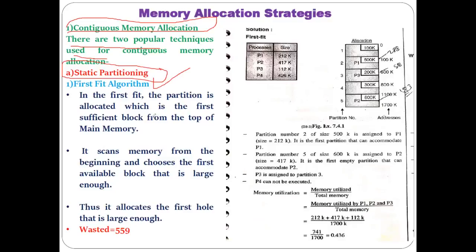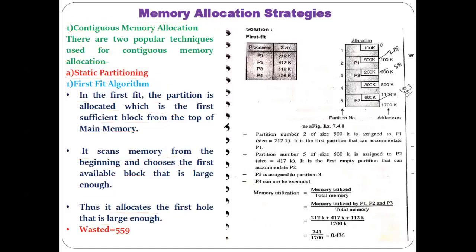In the case of the first fit partition algorithm, you can see here, in first fit, the partition allocated is the first sufficient block from the top of the main memory. It scans the memory from the beginning and chooses the first available block that is large enough. Thus, it allocates the first hole that is large enough.